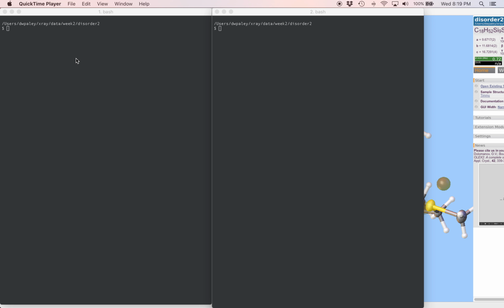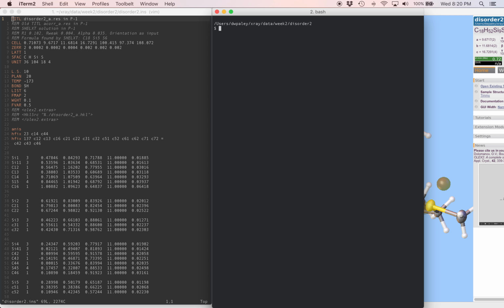Hi guys, let's do a second disorder structure. We can jump right into this one. We have a model mostly built already. We'll take a look in a text editor, and at the same time, we'll run a refinement quickly.